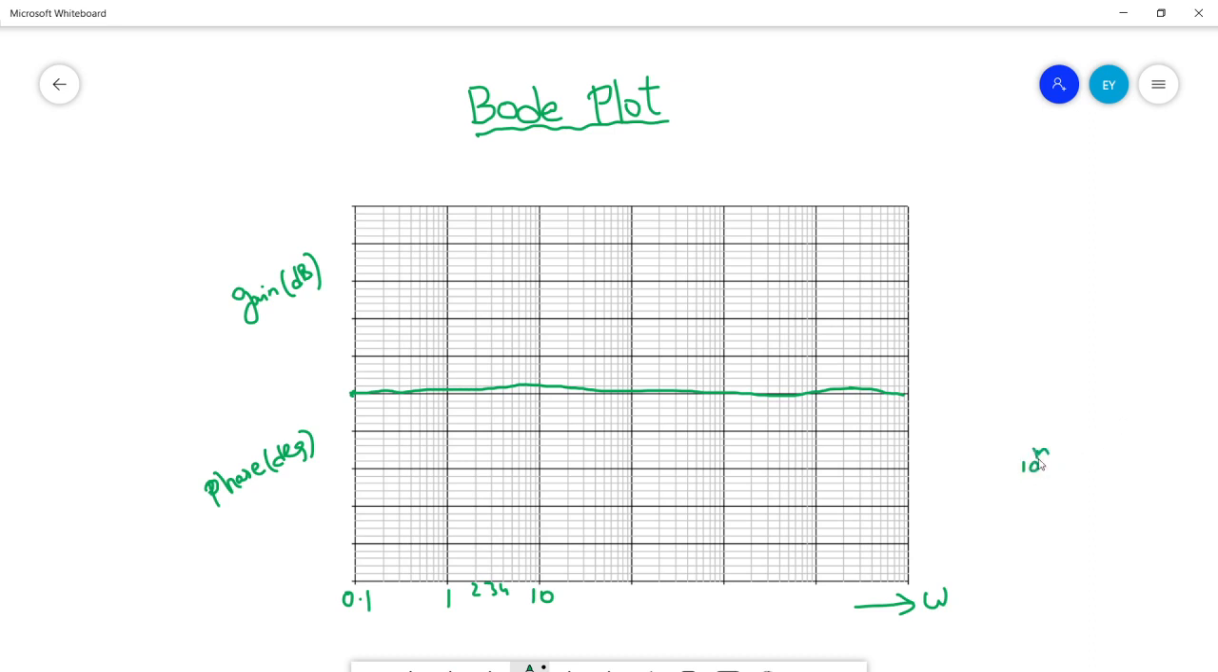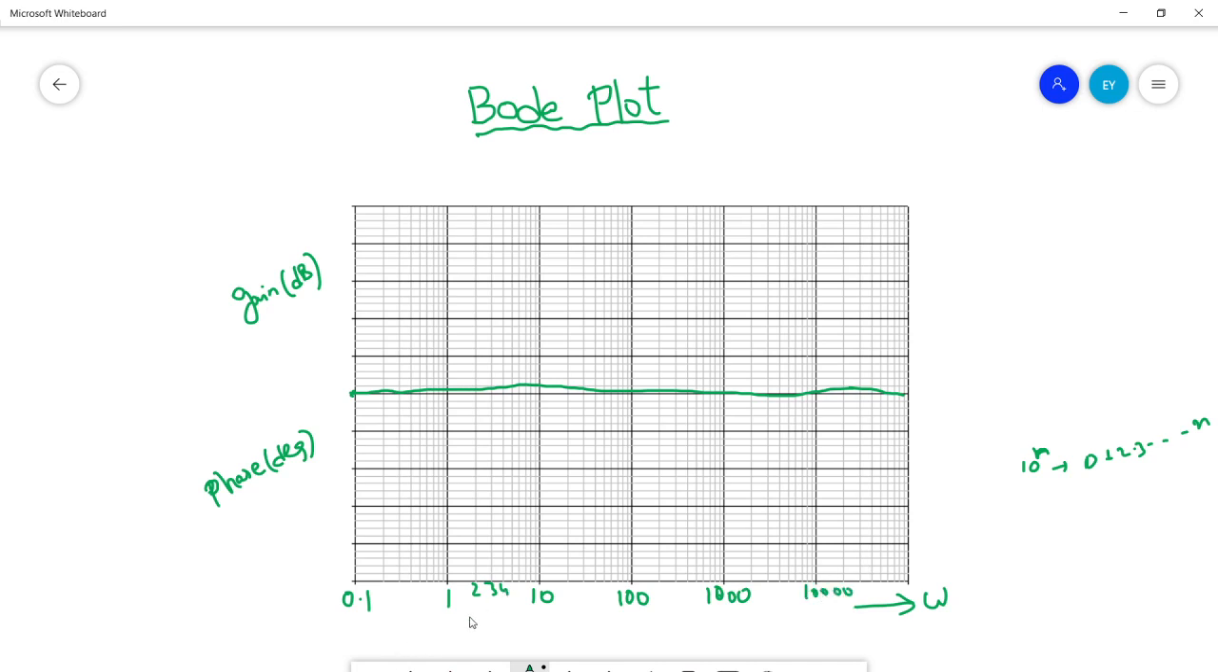10 power n, with n taking values 0, 1, 2, 3 and so on. If you substitute n equal to 0, you get 1. n equal to 1, you get 10. n equal to 2, you get 100. n equal to 3, you get 1000. n equal to 4, you get 10,000 and so on.